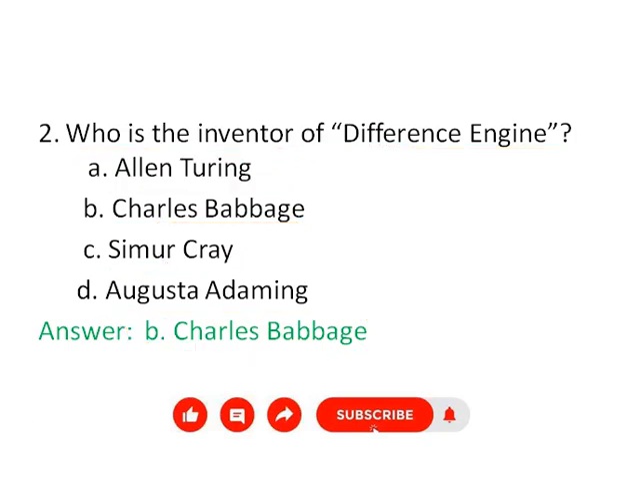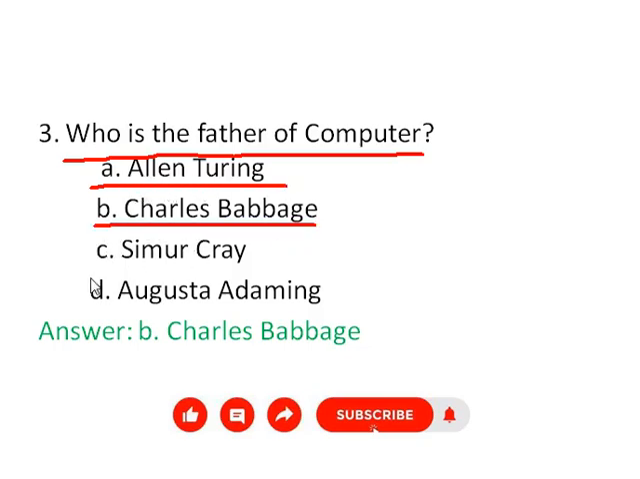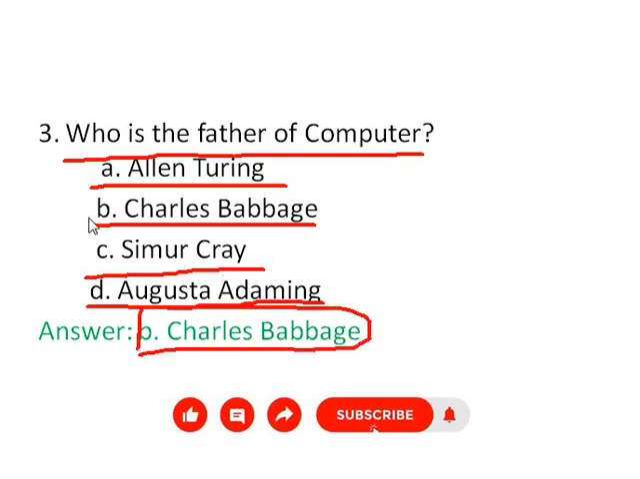Our next question is, who is the father of computer? Option A Alan Turing, option B Charles Babbage, option C Simon Cray, option D Augusta Adaming. Here father of computer is Charles Babbage. So option B is correct answer.